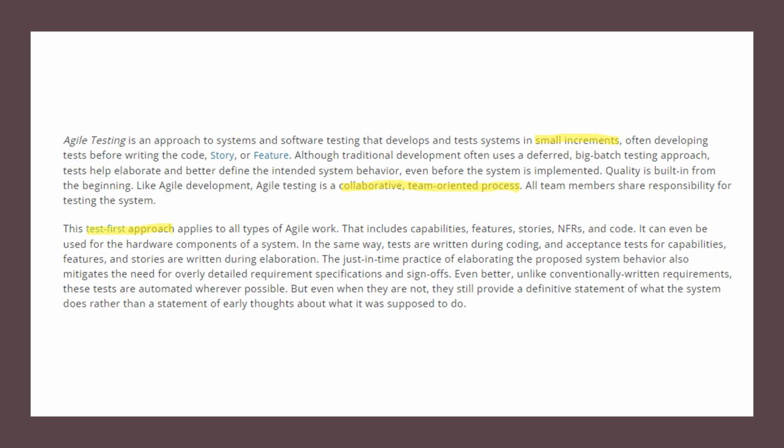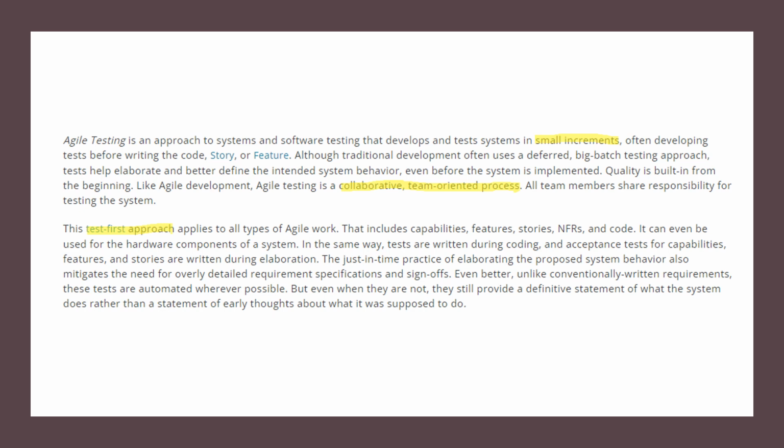Although traditional development often uses a deferred big batch testing approach, test helps elaborate and better define the intended system behavior even before the system is implemented. Quality is built in from the beginning. Like agile development, agile testing is a collaborative, team-oriented process. All the team members share the responsibility for testing the system.